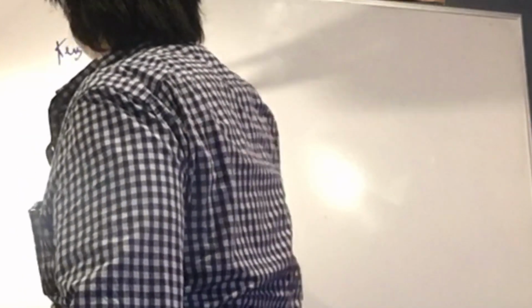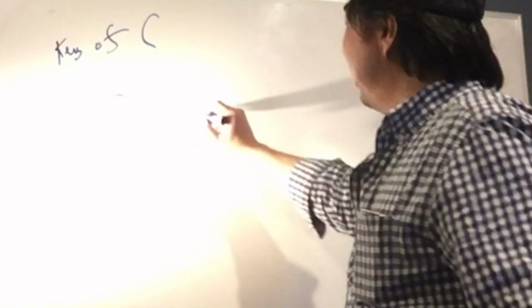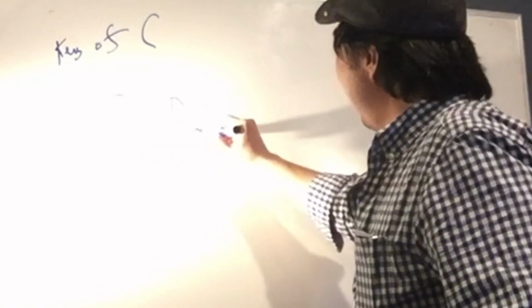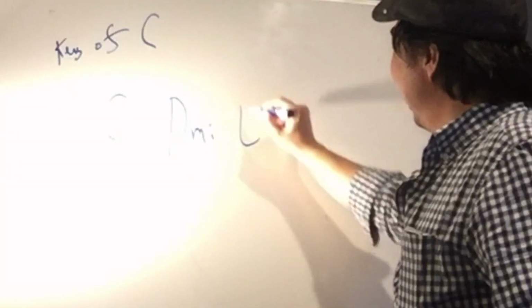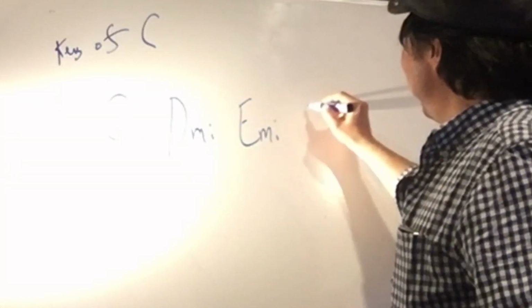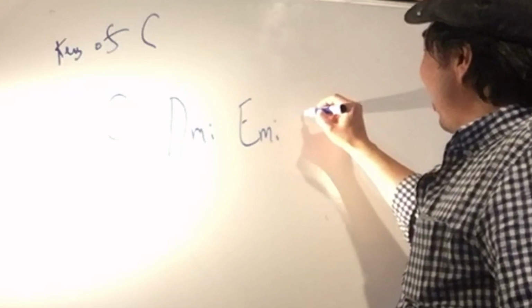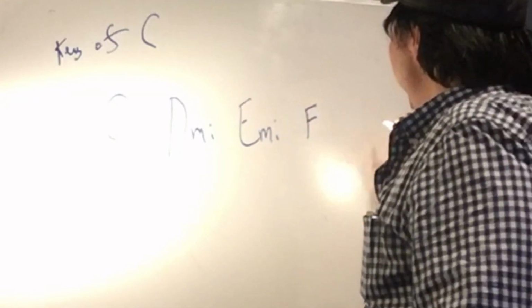Five-minute chord analysis of the song. But we have to start with: what are the chords in the key of C? First chord is what? C major. Second chord is what? D minor. Third chord is what? E minor. Fourth chord is what? F major. Then the 7 chord, diminished.